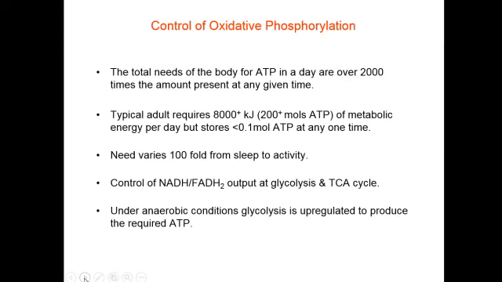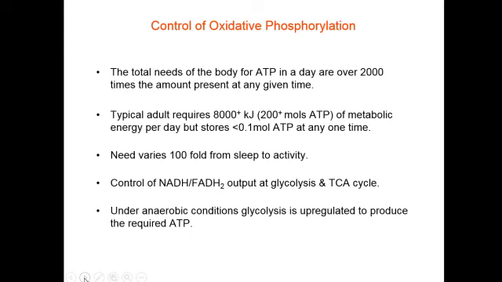Finally, the control of oxidative phosphorylation. This is of course very important. The total needs of a human body for ATP in one day are over 2,000 times more ATP than is present at any one given time. A typical adult requires about 200 moles of ATP, but only stores about 0.1 mole of ATP at any one time. If ATP production stops, then the body will very, very quickly run out of energy.